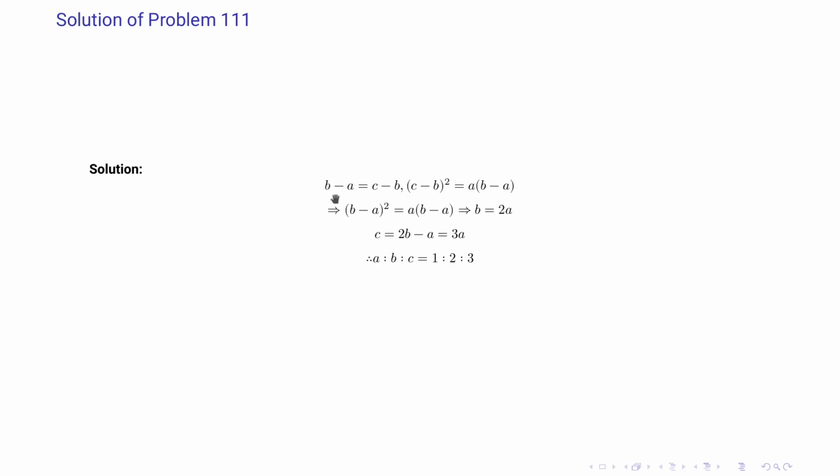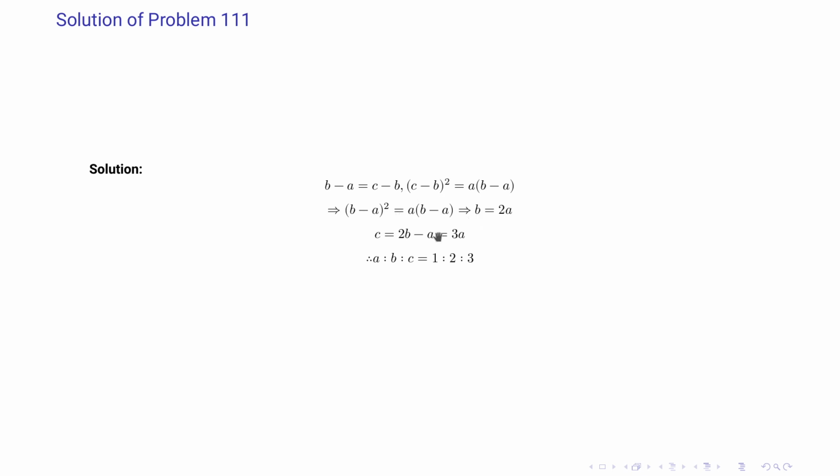We are given that b minus a is equal to c minus b because they are in AP. Now c minus b whole square is equal to a into b minus a because b minus a, c minus b and a are in GP. So we substitute for c minus b as b minus a, we get b minus a whole square is equal to a into b minus a. We cancel out b minus a and we get b minus a is equal to a, that is b is equal to 2a.